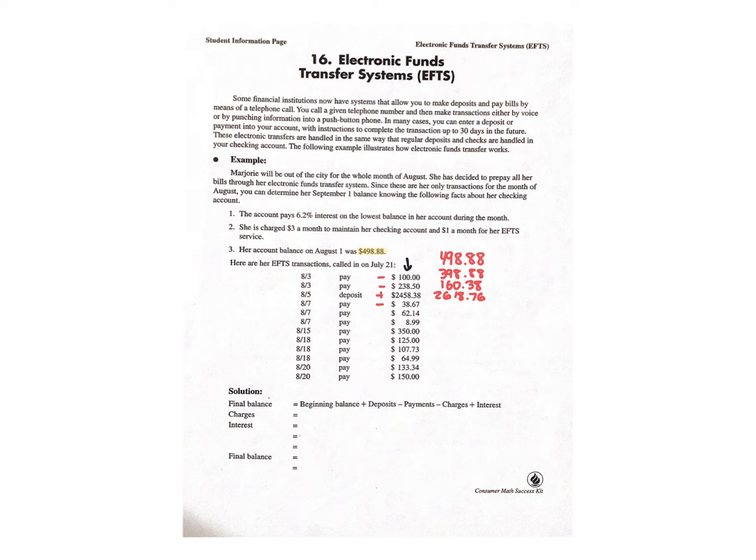Then we're going to subtract each one of these. The reason that we're doing this is because we need to figure out what the lowest balance is in her account, because that's how she's gaining interest on it. So we're going to keep plugging along here. I'm going to subtract off the next one. We're going to subtract off the $62. So we end up with $2,517.95.